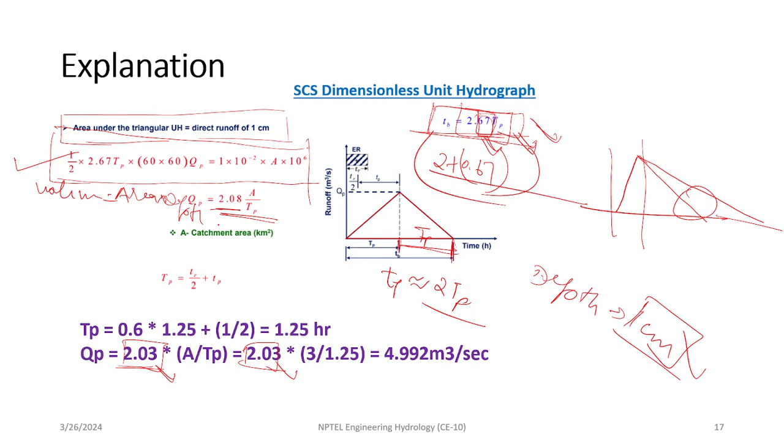How much are you getting? So I'll get 2.08 into area. How much area do I have? 3 divided by 1.25 into 3 divided by 1.2. 4.992. Okay, good. Ma'am, what about you? Balamurgan, you also got it? Yes, I got 4.91.